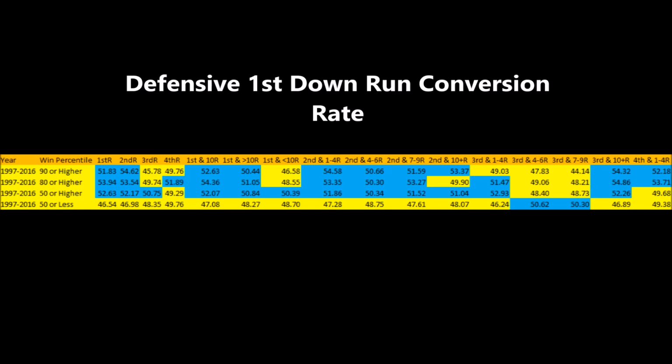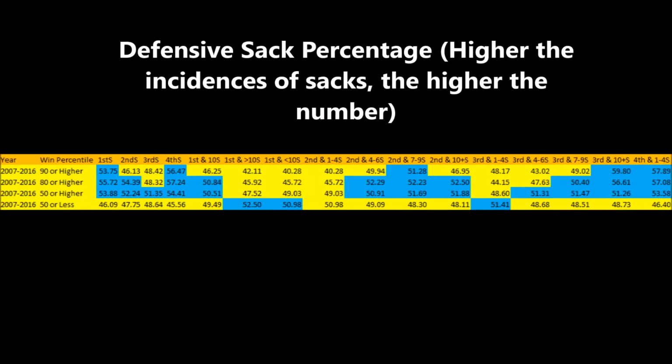And third and long situations are a little bit less likely to convert from a statistical basis. So this is just sort of the methodology when it comes to run defenses. And then we get to sack stuff, because everybody talks about sacks, everybody talks about pressures. Pressures do correlate to decreases in QBR, decreases in basically everything. So completion percentage, everything else like that.